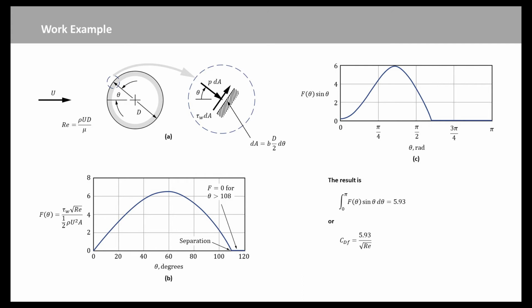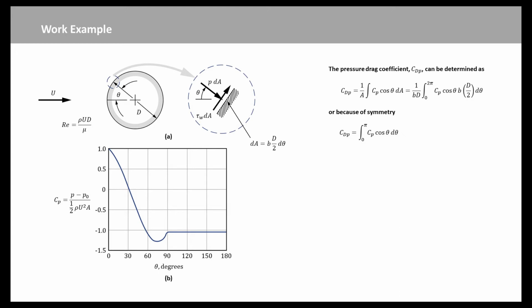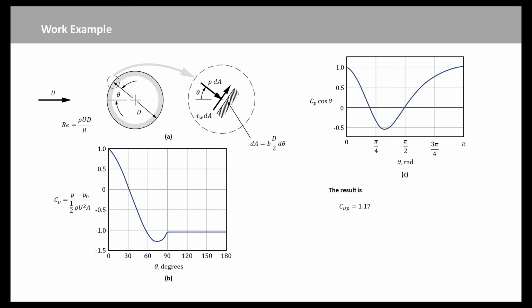Now we consider the pressure drag. The pressure coefficient on the surface of the cylinder, as determined from experimental measurements, is as indicated in Figure B. The pressure drag coefficient can be determined as this equation. To obtain C_DP, we must integrate the C_p times cosine theta function from theta equal to 0 to pi radians. Again, this can be done by some numerical integration scheme or by determining the area under the curve shown in Figure C. The result is C_DP equal to 1.17.